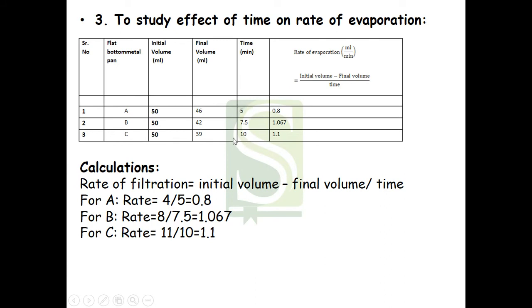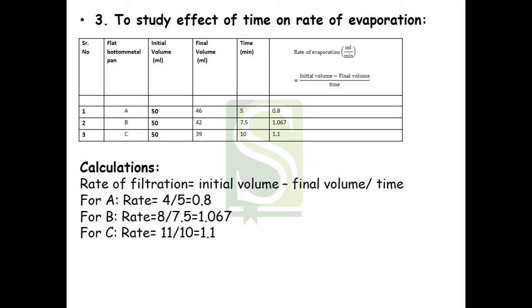At the end of 5 minutes, the volume which remained in beaker A was 46 ml. At the end of 7.5 minutes, the volume which remained in beaker B was 42 ml. And at the end of 10 minutes, the volume which remained in beaker C was 39 ml, right? So now we will calculate the rate of evaporation using the formula initial volume minus final volume divided by time. Rate of evaporation for beaker A is 50 minus 46, which gives you 4, divided by time 5 minutes. So 4 by 5 gives you 0.8.